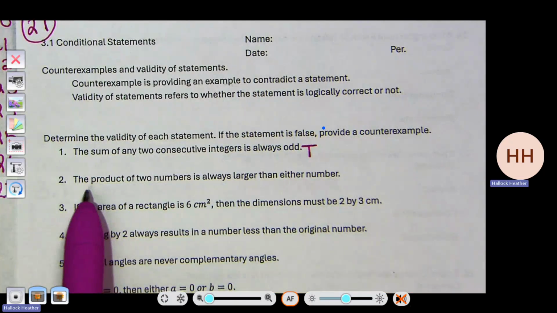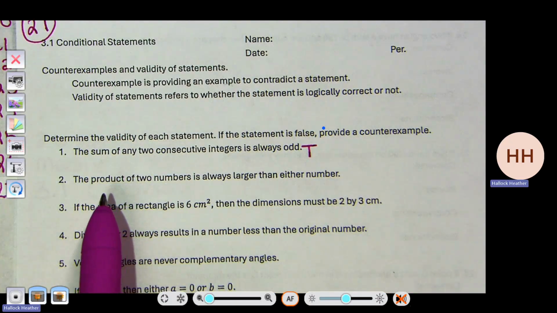Okay, number 2 says the product, try to multitask, my brain's like freaking out.